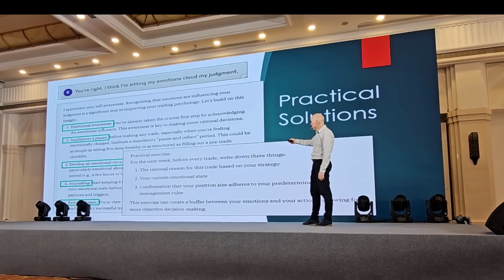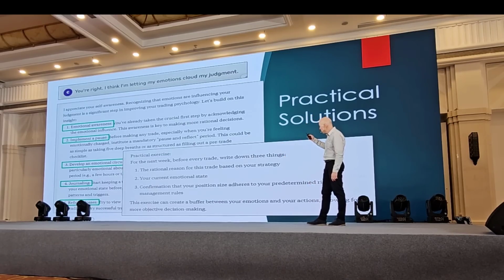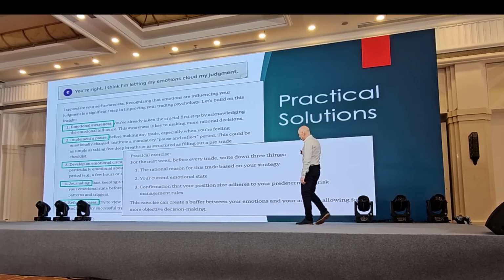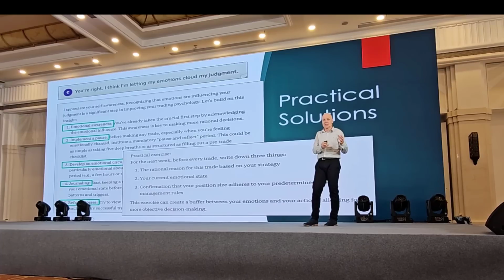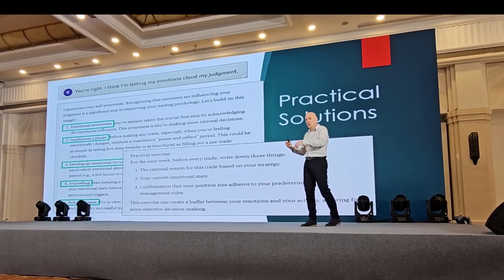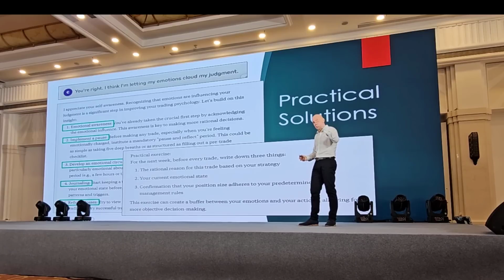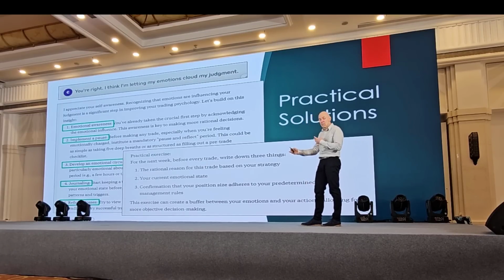And then it can go on and give us some actual practical exercises. So from going around that flow chart, what are some things I can do in my next trading session? So before you trade, write down your reason for the trade, what your emotional state is, and confirmation that your position size adheres to your plan, and so on. So that's good. That's given me something that I can then take away, work on, and then next week, once I've done that, I can come back, pick up this conversation again, and feed back what I found and get some more advice going forward.